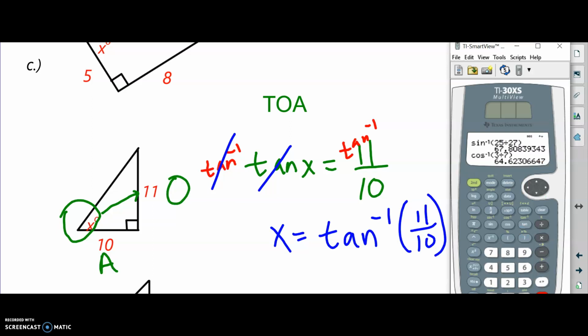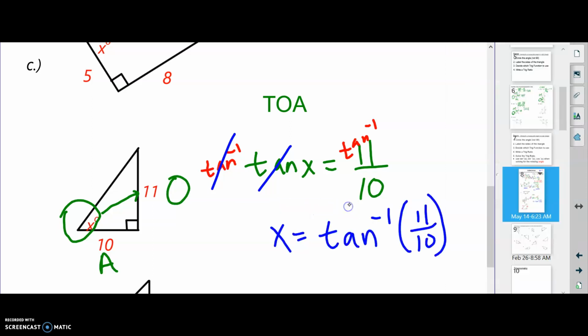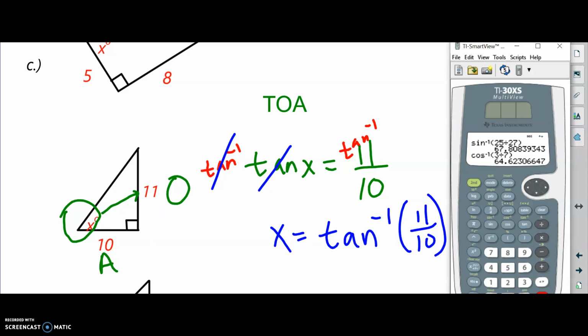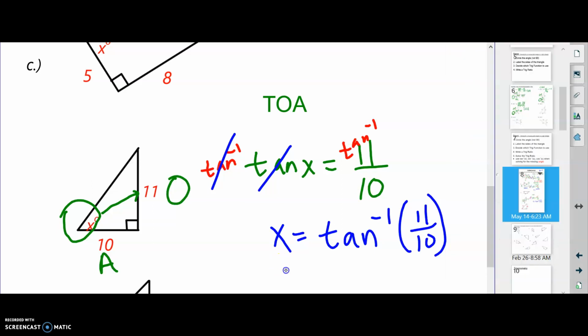Okay, so again, if you're using your cell phone, you are typing the 11 divided by 10 first, and then hit equals. Okay, and then you hit the second button and the tan inverse button. So on mine, I typed the tan inverse first, and then the 11 divided by 10, and we got 47.7 degrees. Or 48 degrees, so it just depends on what we're supposed to round to. My guess is that it's probably going to be to the nearest whole number, 48.